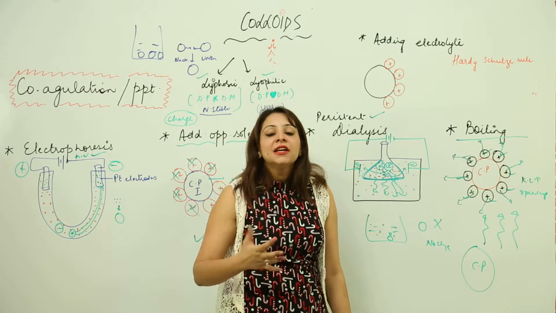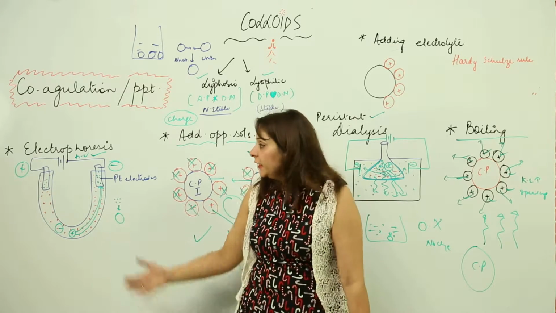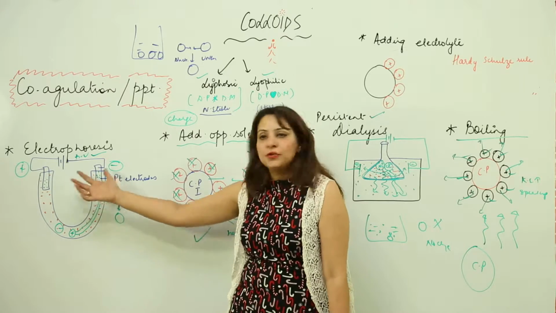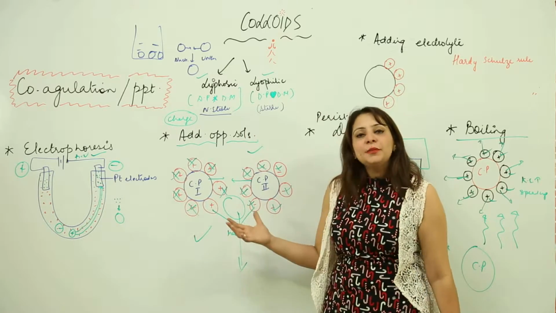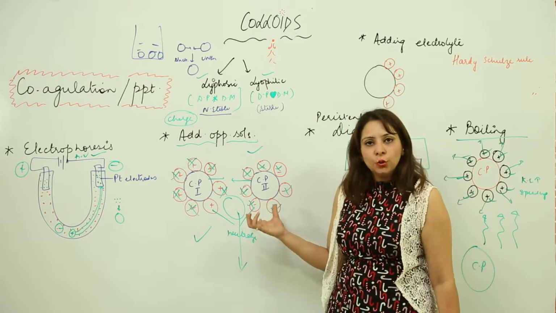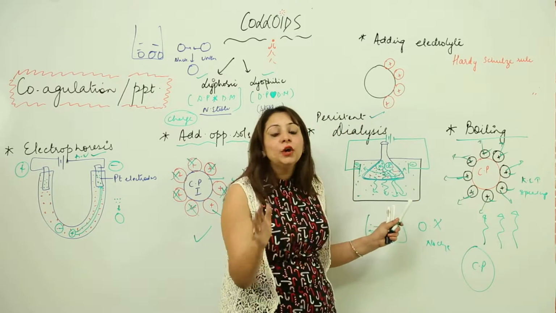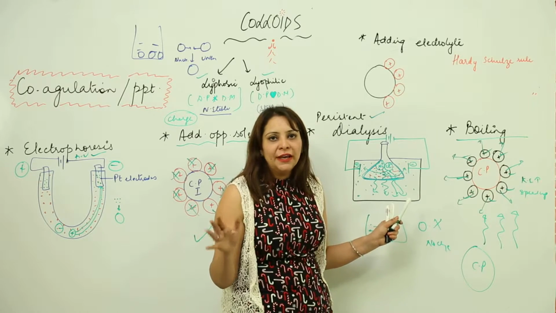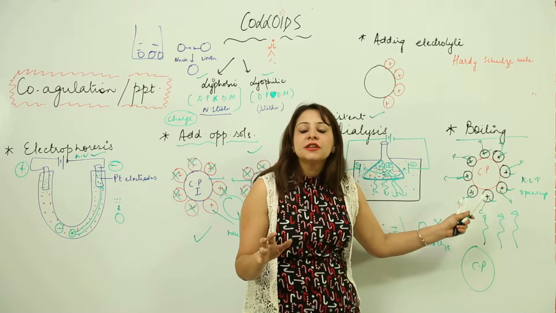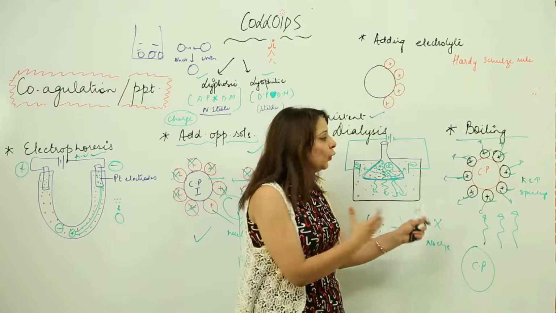The reason is that we need to uncharge a particle. Here we uncharge the particle by using an oppositely charged electrode. Here we uncharge the particle by using an oppositely charged sol, so that the neutralization of charge can take place. Here we did it by separating all the charged particles by applying an electric field, and here we are just separating it by heating. So this is what we can do.